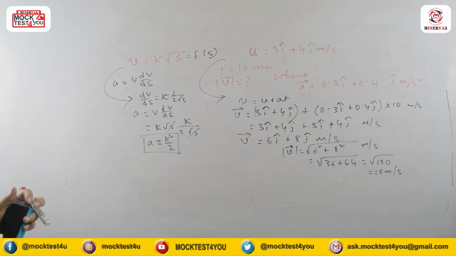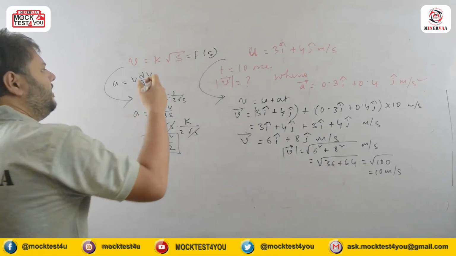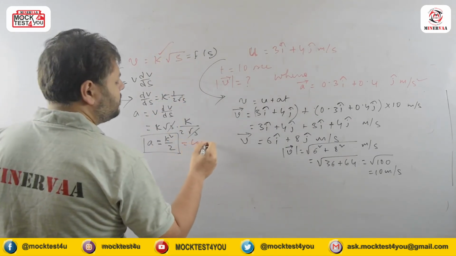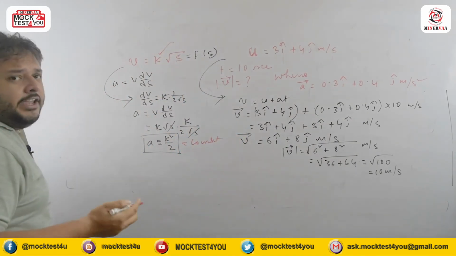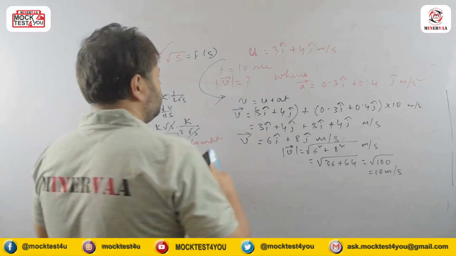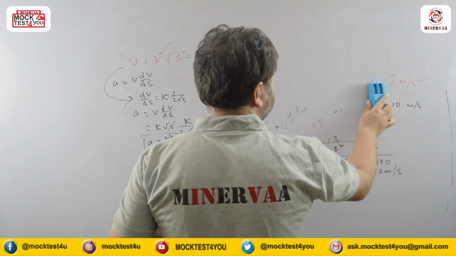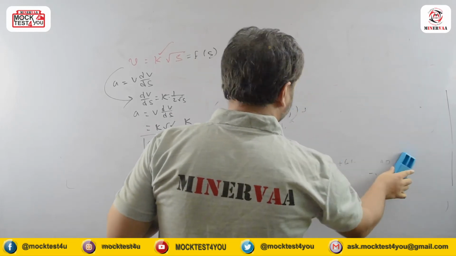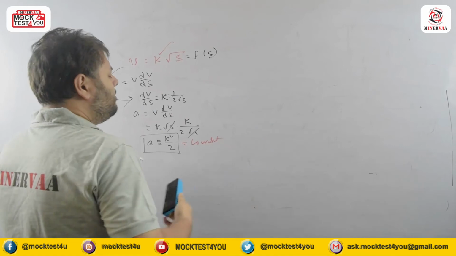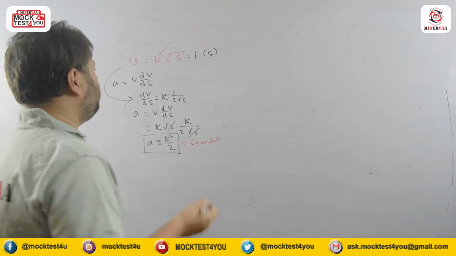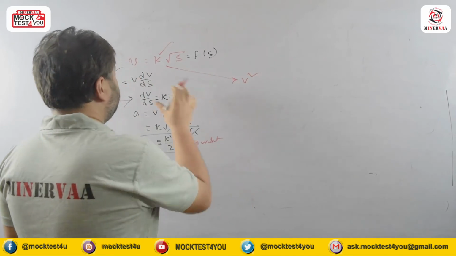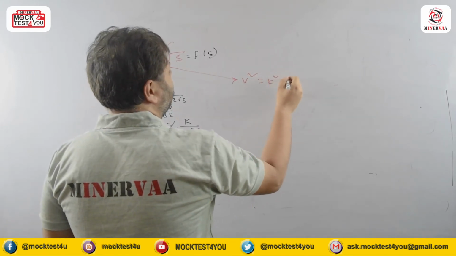Acceleration is k square by 2. That we can remember from here. Now if the acceleration is k square by 2, this clearly says that as k is a constant, definitely it is a constant. So acceleration, I told already, has to be a constant here. But for this particular type of problem, I will request you to solve this type of question in an easier way. What is that way? You can simply square it. What will you get? You will get v square equals k square s.